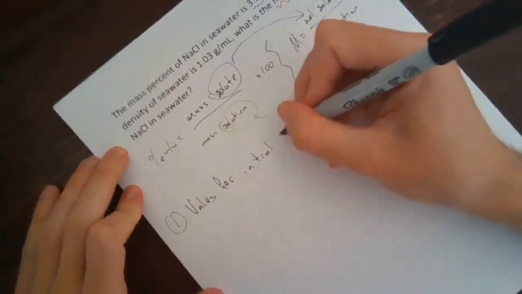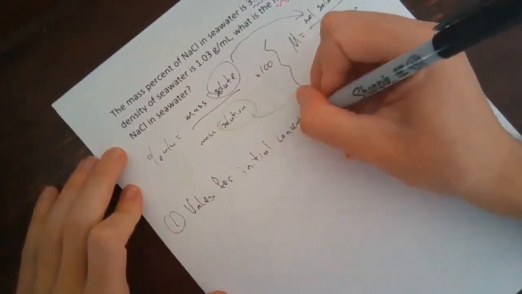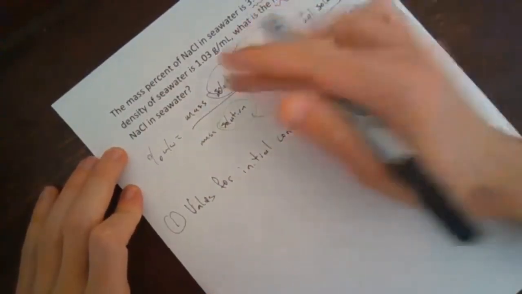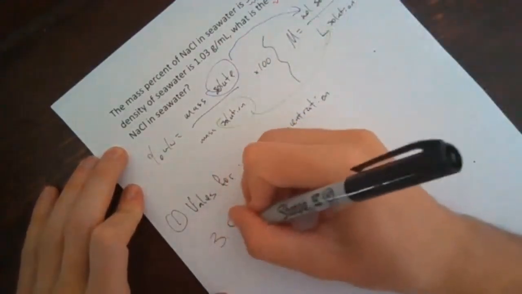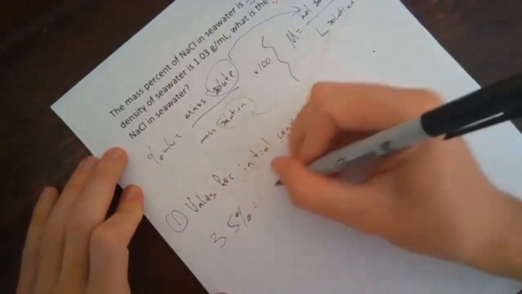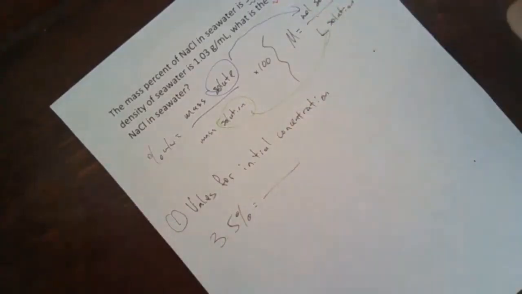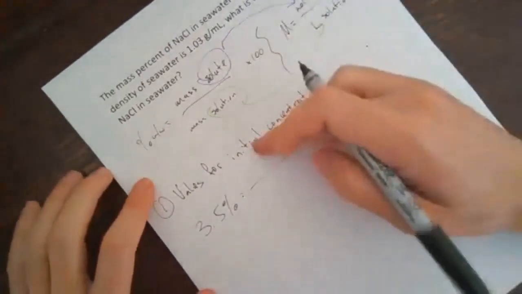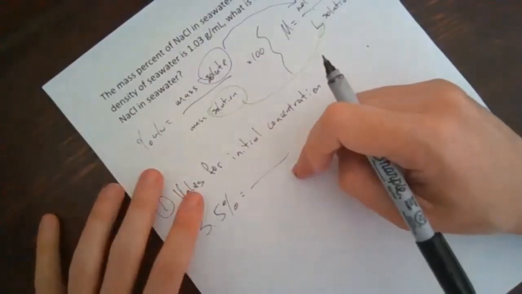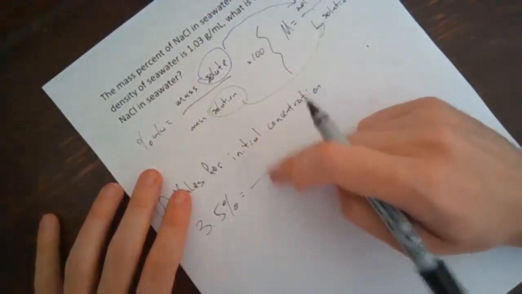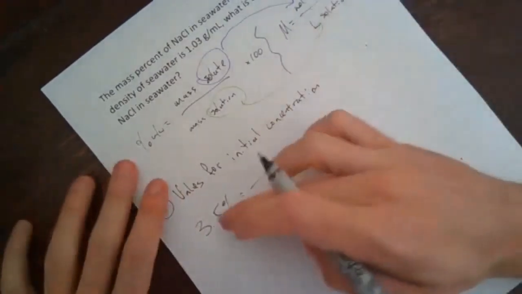So values for my initial concentration. And when I say values, what I mean is masses, a mass of solute and a mass of solution in this case. So I know that overall my concentration is 3.5%. That comes from a mass of solute and a particular mass of solution for my given sample. There's a lot of different combinations that give me 3.5.